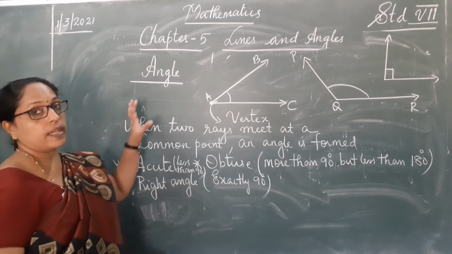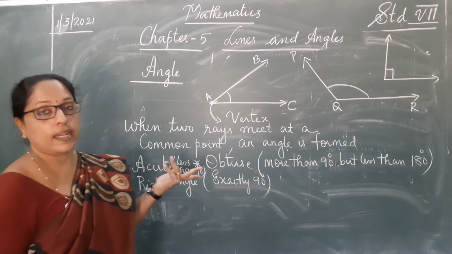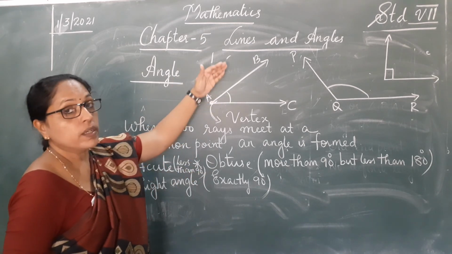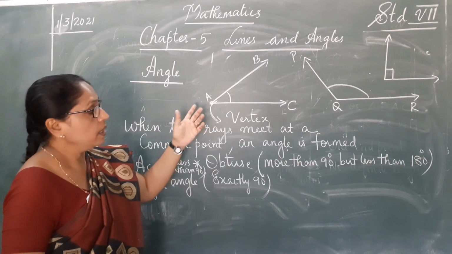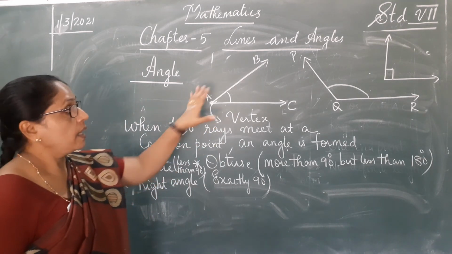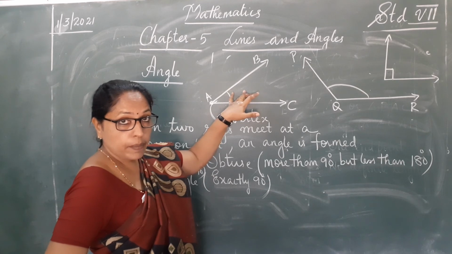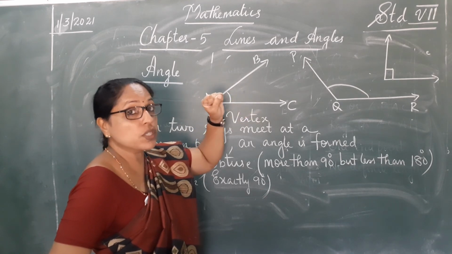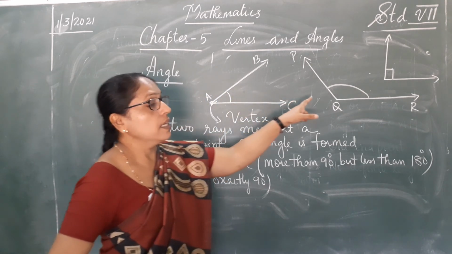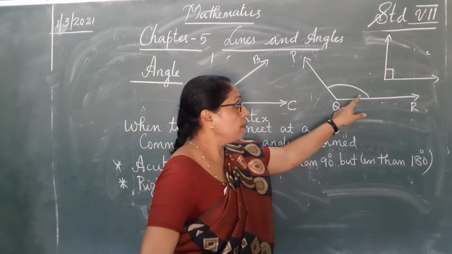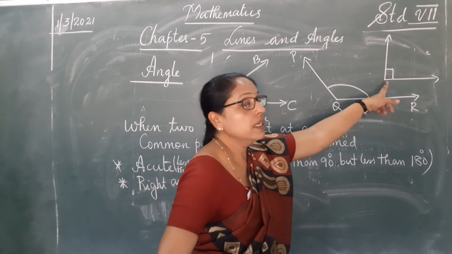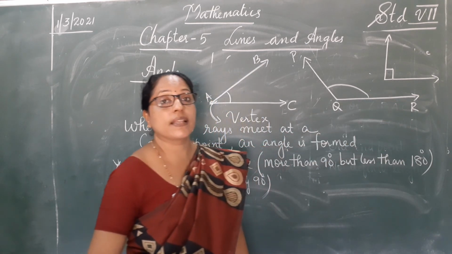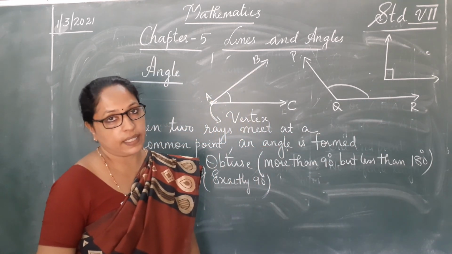So this is an idea about the angle. What is an angle? An angle is formed when two rays are joined at a common point. Different types of angles are there. This is called an acute angle because its measure is less than 90 degrees. This is called an obtuse angle because its measure is more than 90 but less than 180 degrees. This is a right angle, which is exactly 90 degrees.